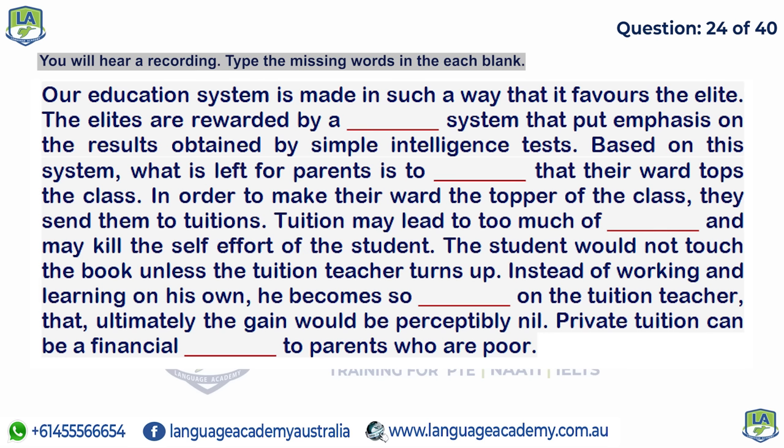Our education system is made in such a way that it favors the elite. The elites are rewarded by a laureate system that puts emphasis on the results obtained by simple intelligence tests. Based on this system, what is left for parents is to ensure that their ward tops the class. In order to make their ward the topper of the class, they send them to tuitions.